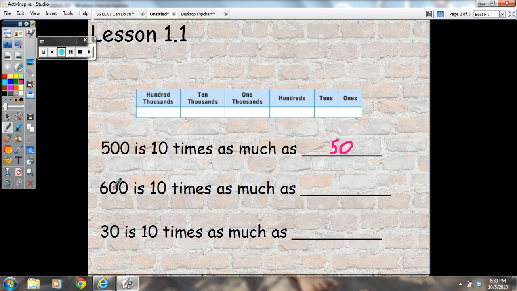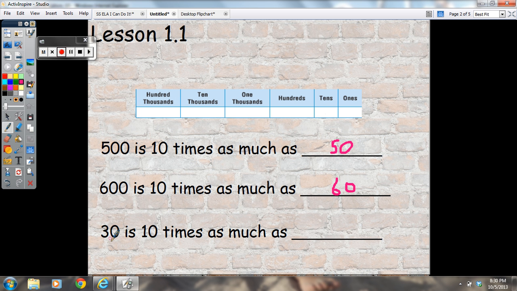Let's look at our second example here. I have 600 is 10 times as much as what? Well, 600 is 10 times as much as this number. So this number is going to be smaller than 600. And I know if I took 10 and I multiplied it by 60, I would get 600 as my answer. Therefore, 600 is 10 times as much as 60.